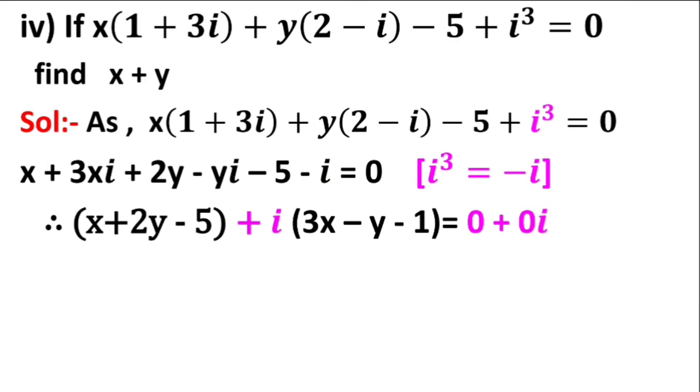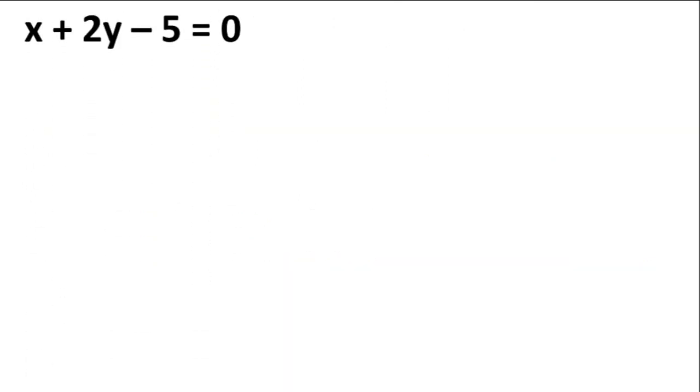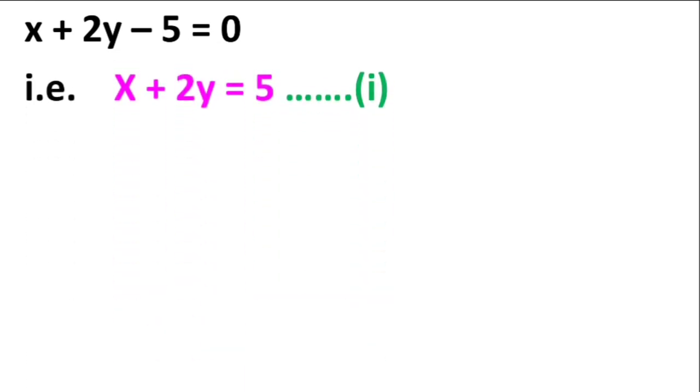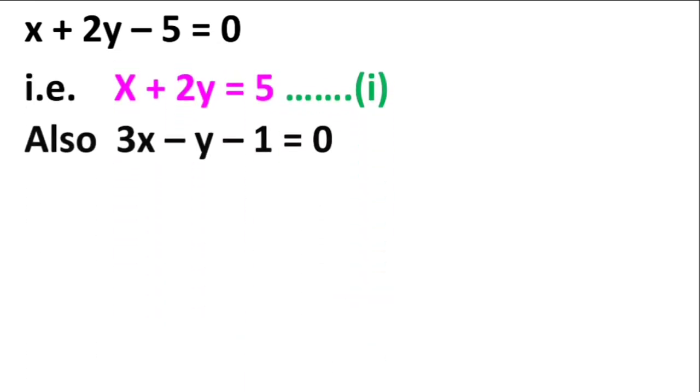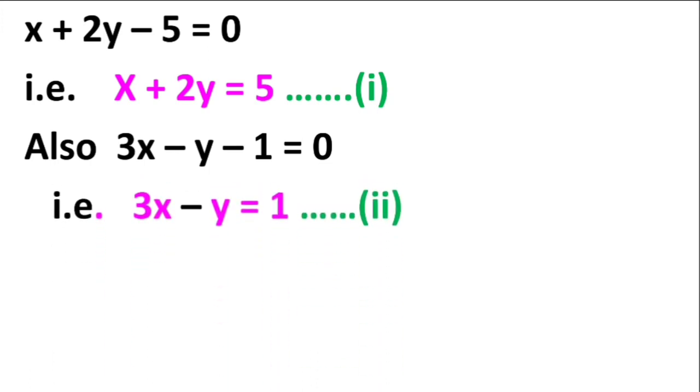Then by equality of two complex numbers you will get x plus 2y minus 5 is equal to 0 and this bracket is again 0. So it becomes x plus 2y is equal to 5. Suppose this is equation number 1, and 3x minus y plus 1 minus 1 is equal to 0, it becomes 3x minus y is equal to 1. Suppose this is equation second. Now simplify both the equations.